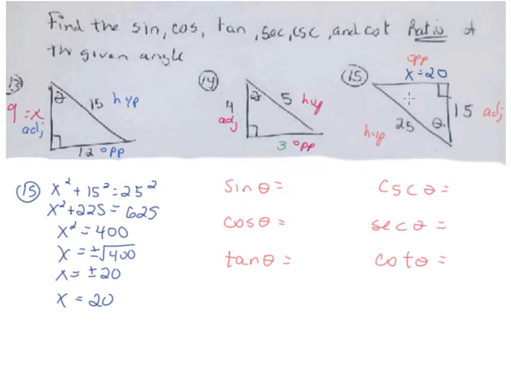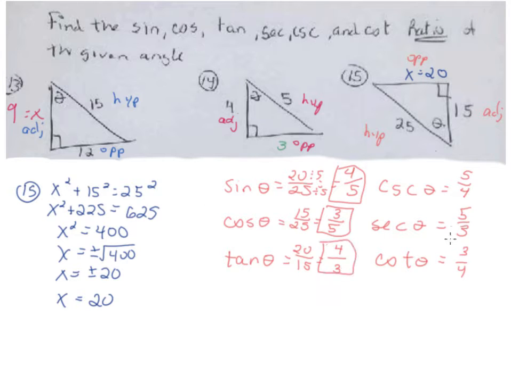So opposite over hypotenuse, 20 over 25, dividing each of those by 5, I end up with 4 over 5. That means cosecant is 5 over 4. Cosine, adjacent over hypotenuse, simplifies down to 3 over 5, which means secant is 5 over 3. Tangent of theta is 20 over 15, which simplifies down to 4 over 3, making cotangent 3 over 4.